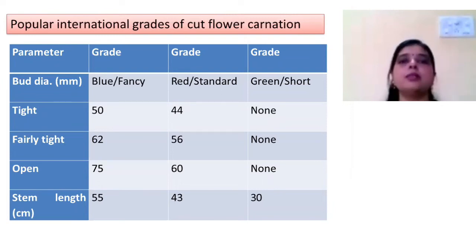In the international flower market, generally three types of grades of carnation are used, that is blue, red, and green. So go through this table.